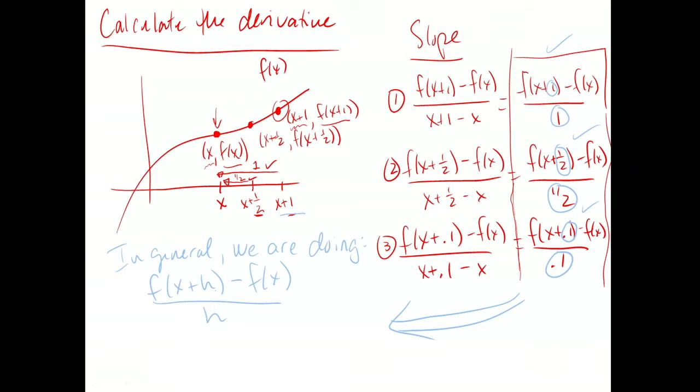So what is h? H is how far I move to the right of x. In my first guess, h is 1. In my second guess, h is a half. In my third guess, h is 0.1. So what I was really doing every time was this: I did this for h equals 1, a half, and 0.1. That's what these 3 computations on the right were.